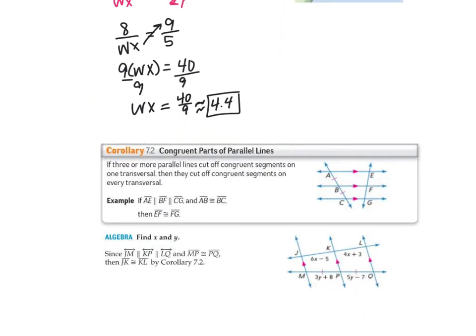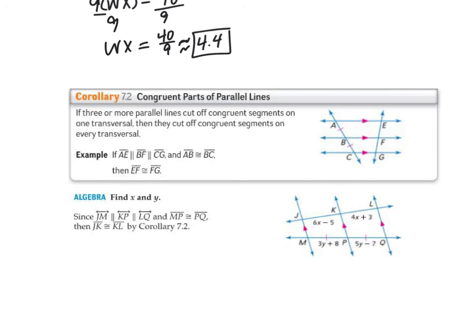Okay, moving on, last little bit. Congruent parts of parallel lines. If, again, we have 3 or more parallel lines, they are cutting off congruent segments on one transversal, then they're going to cut off congruent segments on every transversal. Okay, so AE, BF, and CG are parallel, these pink lines right here. We're told that AB is congruent to BC, so since our 3 lines are parallel, we also know that EF will be congruent to FG.